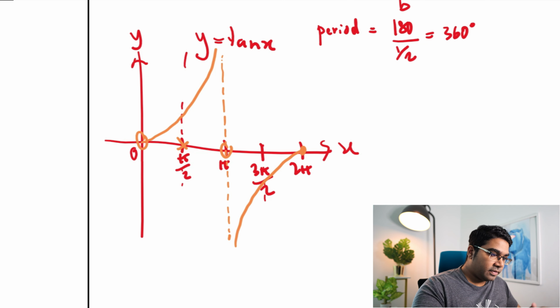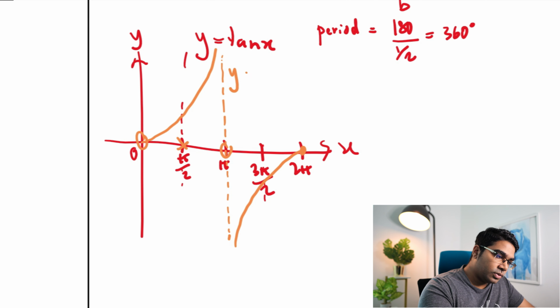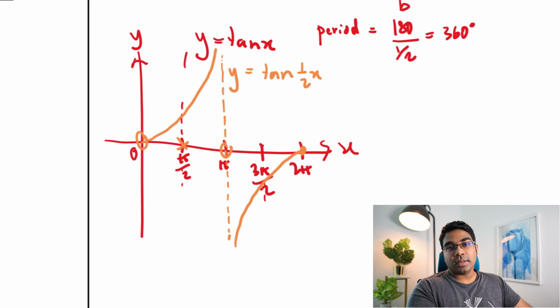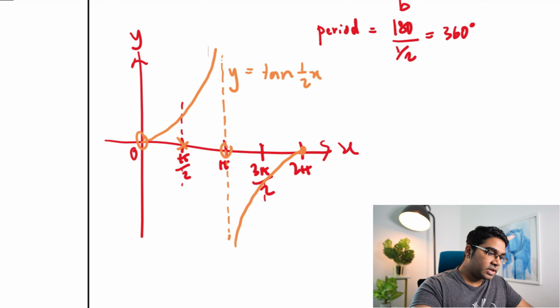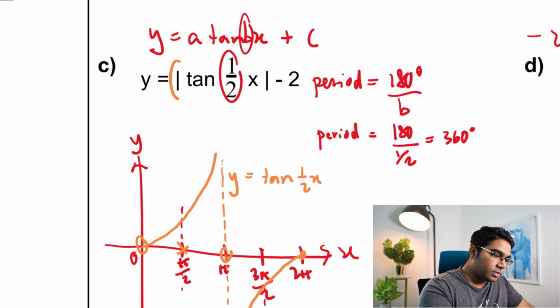Okay, and now we have y equals tangent of half x. The next thing to do, let's see what's the next change. The next change is to work our modulus. Alright, so let's work the modulus.